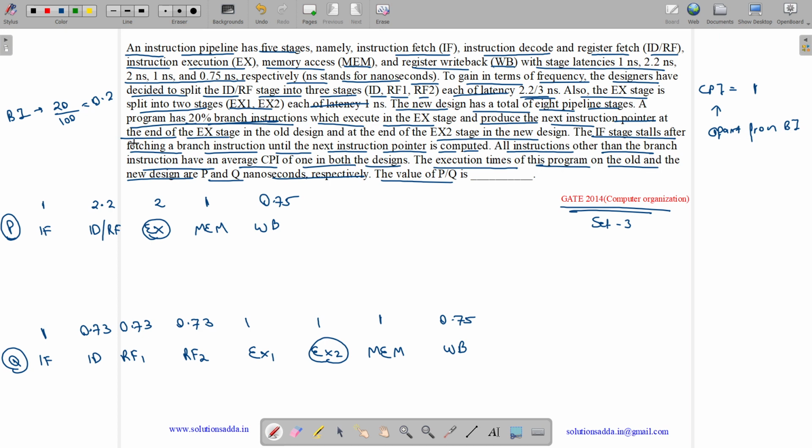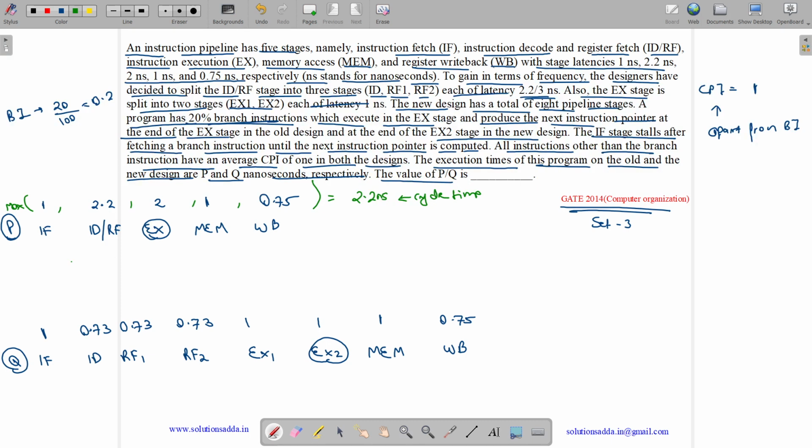See, here we have stages IF, ID/RF, EX, MEM and WB with the stage latencies 1, 2.2, 2, 1 and 0.75 nanoseconds. So what is the max of this? We have to compute the max of these to find the cycle time. The max is 2.2 nanoseconds, so the cycle time is 2.2 nanoseconds.